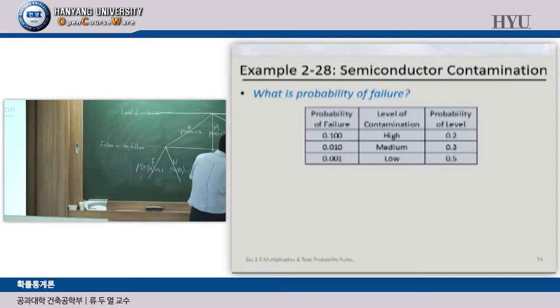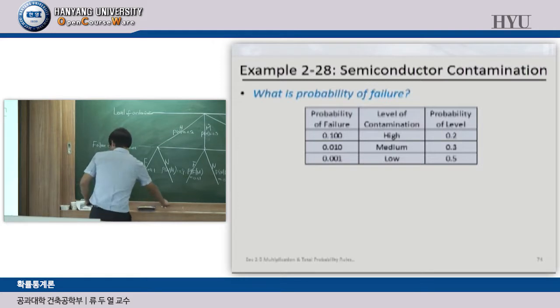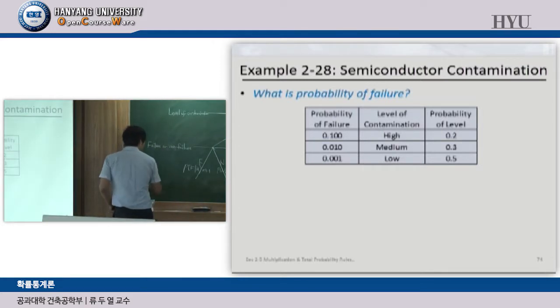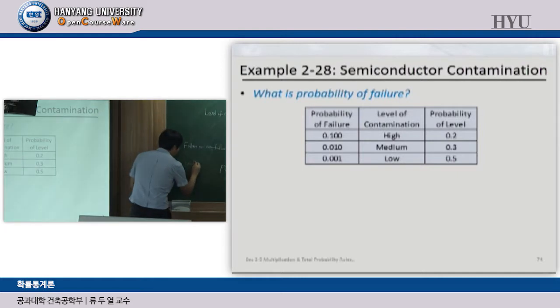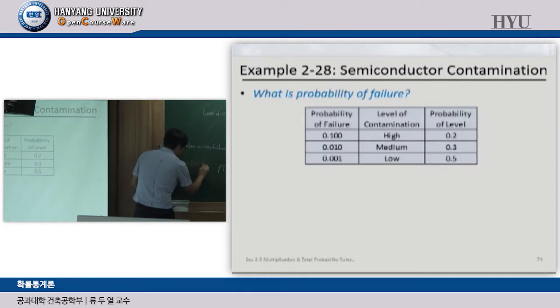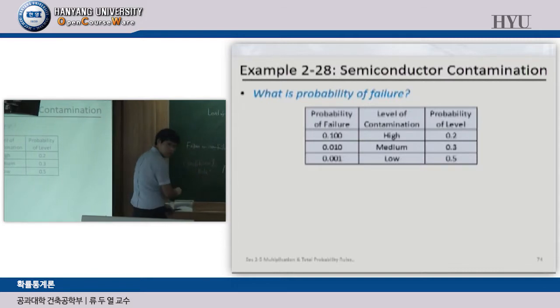So the conditional probability of failure given low level of contamination equals 0.001, right? So in this case, the conditional probability of non-failure given low level of contamination equals 0.999, right? So that is the conditional rule. Okay?